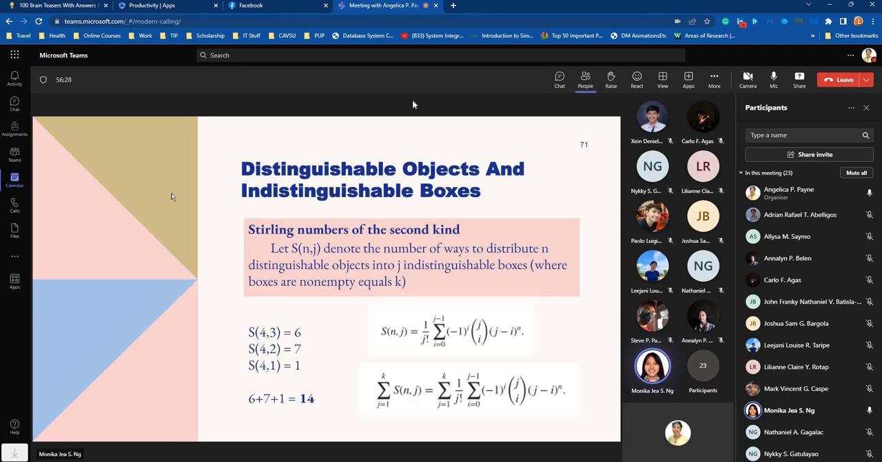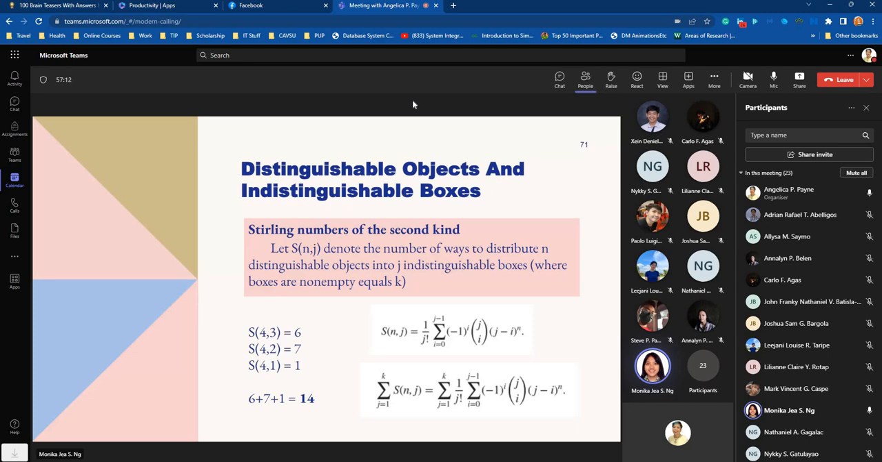Another thing is we could use Stirling numbers of the second kind, where we let S(n, j) denote the number of ways to distribute n distinguishable objects into j indistinguishable boxes, where boxes are non-empty, equals k. So the problem would require us to distribute 4 employees to 3 indistinguishable offices. So we have S(4, 3), in which according to the possible combinations we listed, we have 6 possible ways. Then S(4, 2) equals 7.